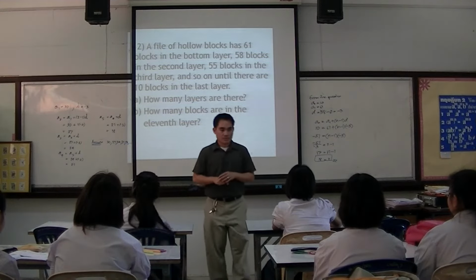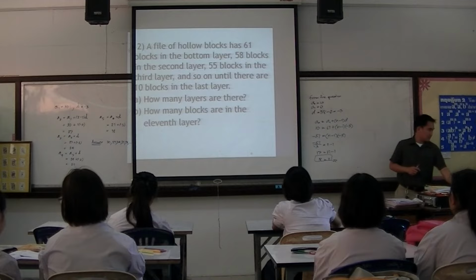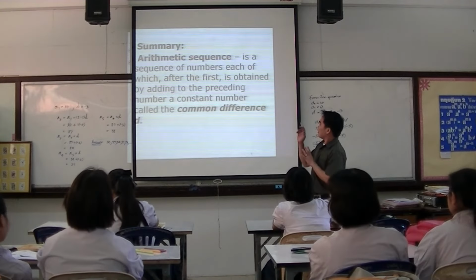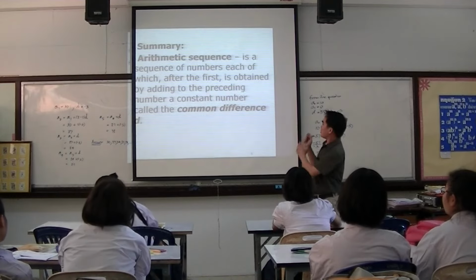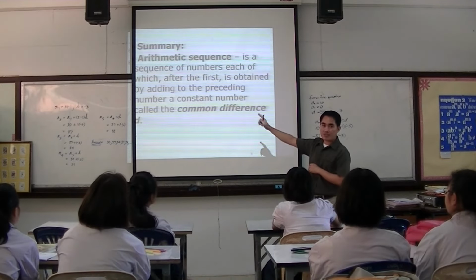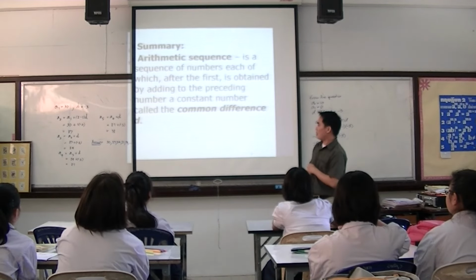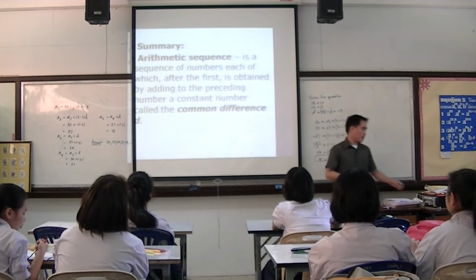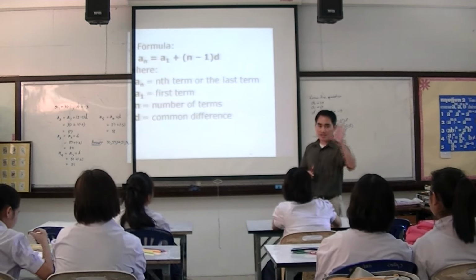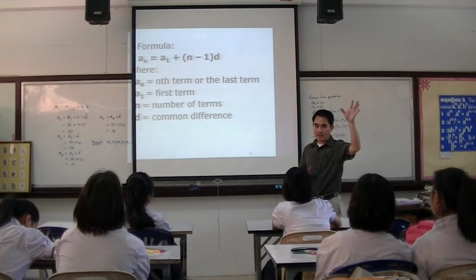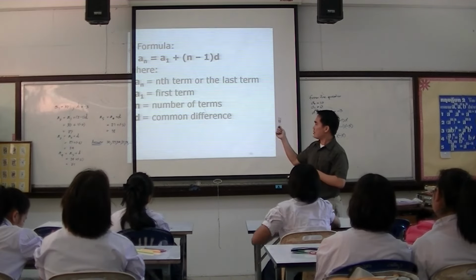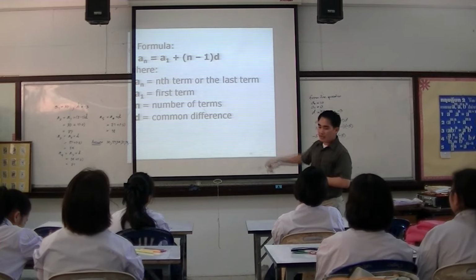Very good. So big hand for all of you. As a summary, arithmetic sequence is a sequence of numbers, each of which after the first is obtained by adding to the preceding number a constant number. And that constant number is called the common difference. And we denote common difference as D. And in general, to get the other terms, you can use a formula, like a sub n. What is a sub n again? N term or last term. And a sub 1 is the first term. N is the number of terms, and D is the common difference.